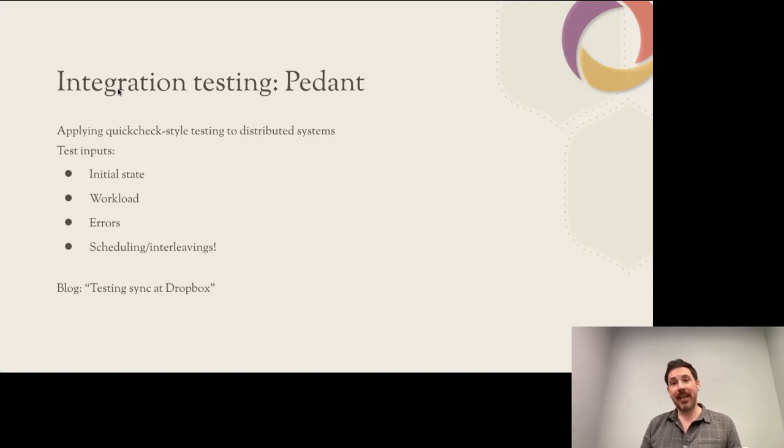The FoundationDB team did a great job of this and they wrote a lot of work on this. They actually have a startup on testing right now. At Dropbox, we did a lot of work on this in the desktop client, and there's a great blog post you can read called Testing Sync at Dropbox. But the reason why this is both so powerful and why mostly no one does it is because it's very hard to do, almost infeasible to do so, unless you've built your implementation around this technique.